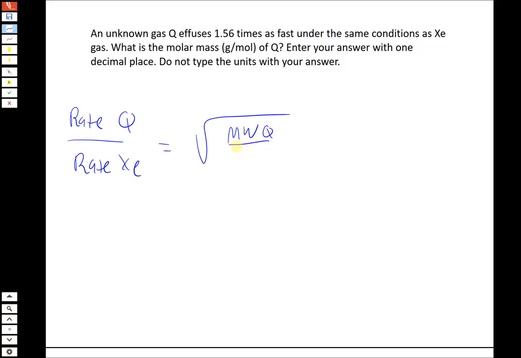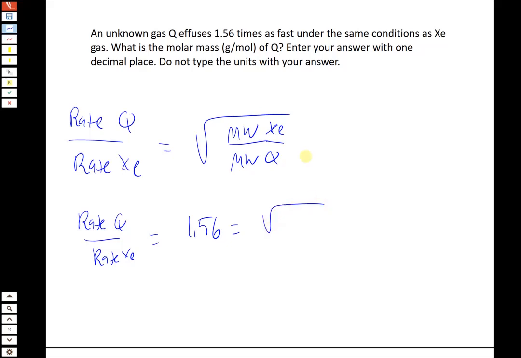Sorry, we have to flip the side of the equation, so I almost screwed that up myself. It's going to be xenon over Q. So if we're comparing the rates of Q to xenon, in terms of molar mass, they have to be flipped under the square root sign. So in this problem, the unknown gas effuses 1.56 times as fast. And so that means this ratio here is equal to 1.56, and that's going to be equal to the ratio of the square roots of the molar masses. So it's going to be the square root of the molar mass of xenon over the square root of the molar mass of Q, which is our unknown.